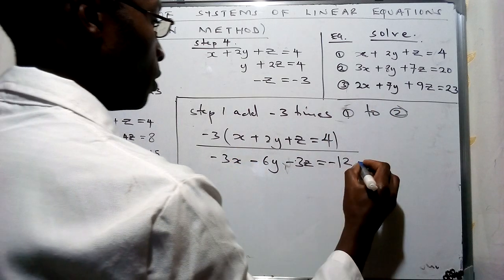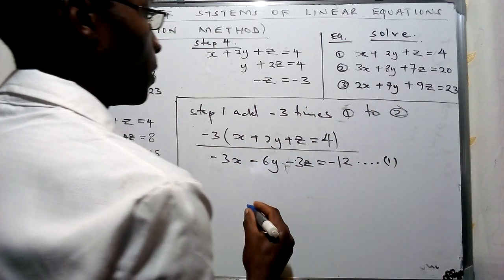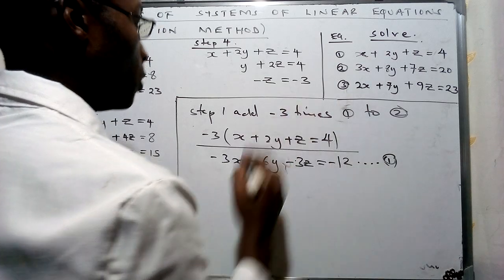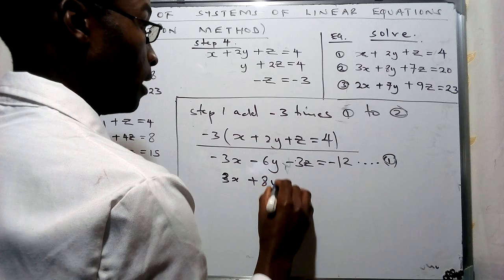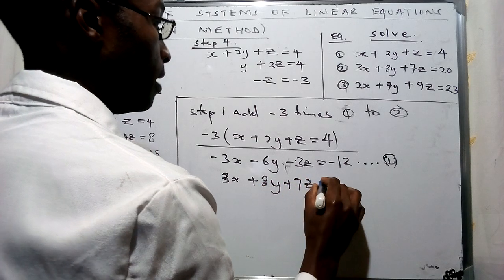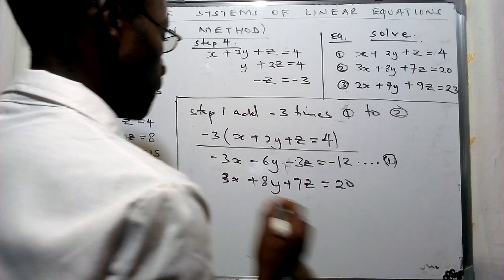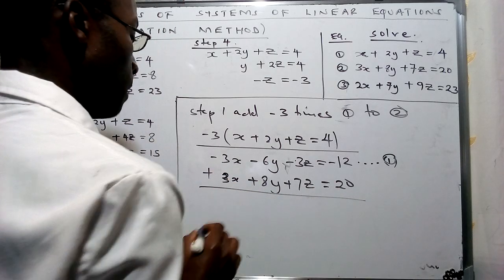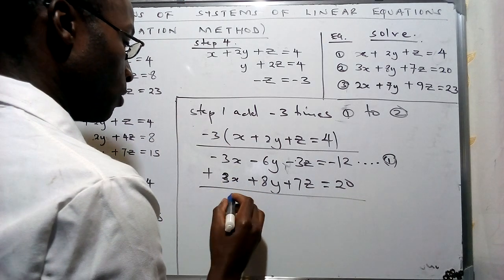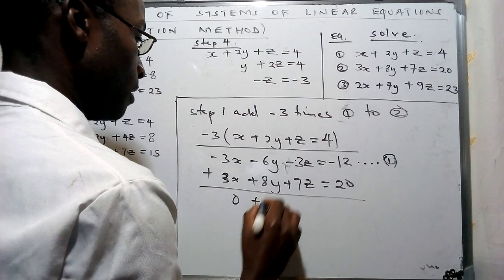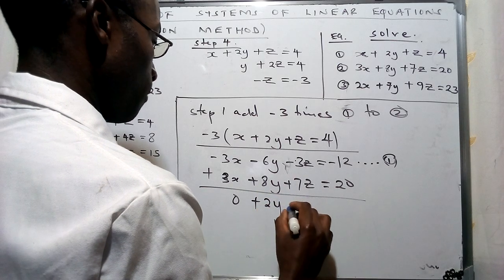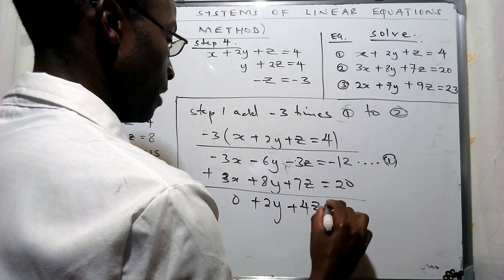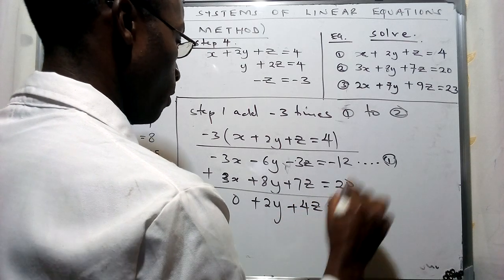Now equation 2, so this is going to be a transformation of equation 1 from the first step. And then we shall have equation 2 given in terms of 3x plus 8y plus 7z is equivalent to 20. So an addition of the two equations as per this specific procedure is going to be giving us 0 plus 2y plus 4z is equivalent to the value of 8.